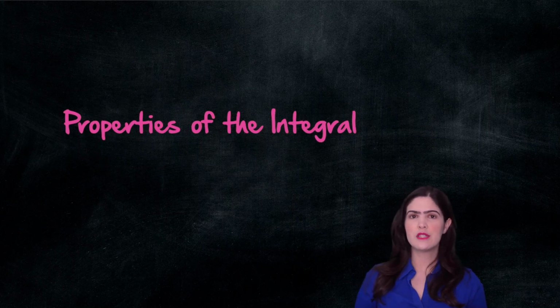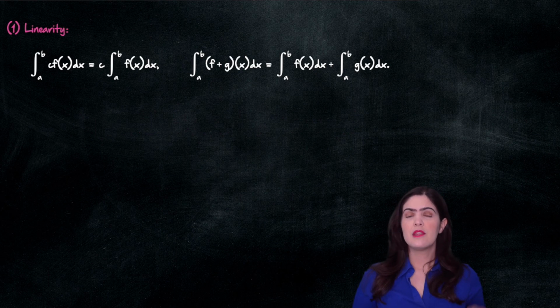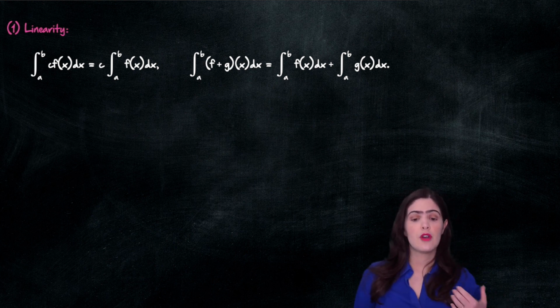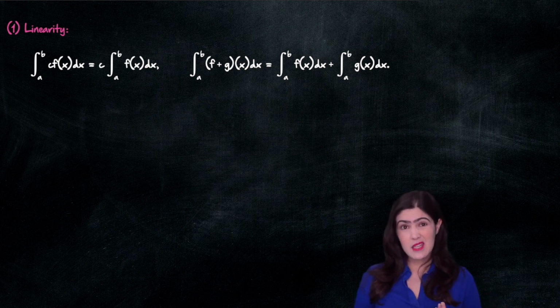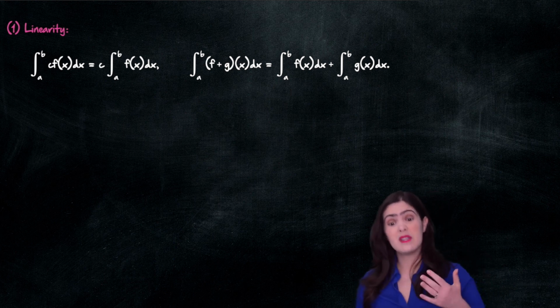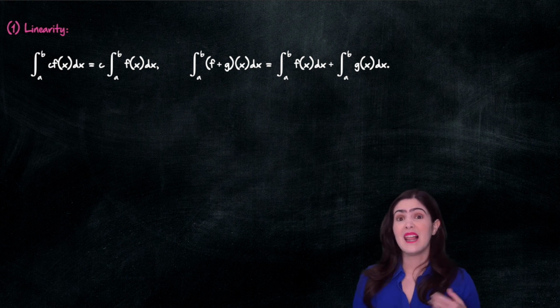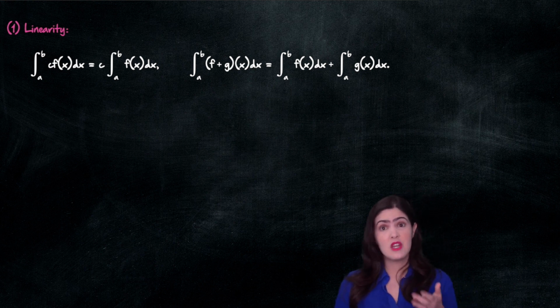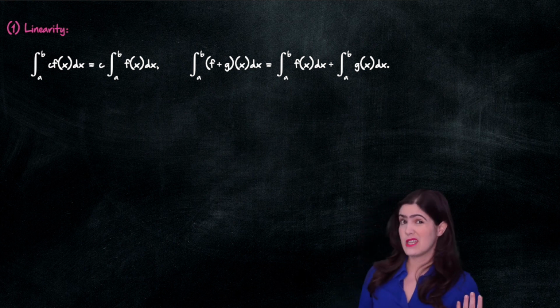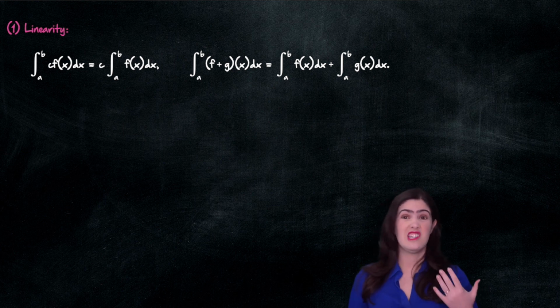In this video, we're going to study some properties of the integral. The first property is what we call linearity. The integral is linear. That means if I do the integral of c times f of x, this is equal to c times the integral of f of x. And the integral of f plus g of x is going to be the integral of f of x plus the integral of g of x.